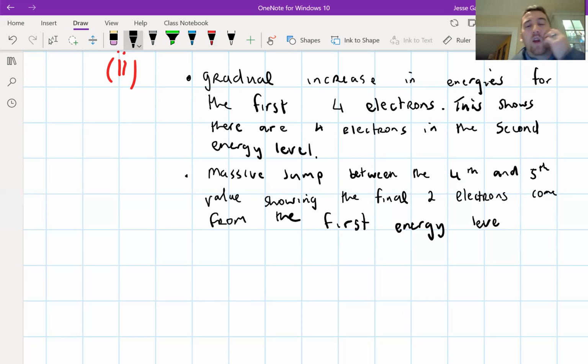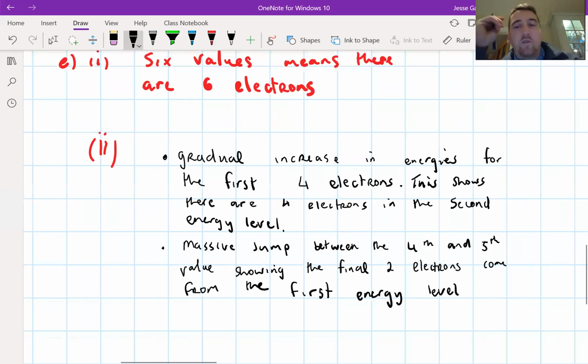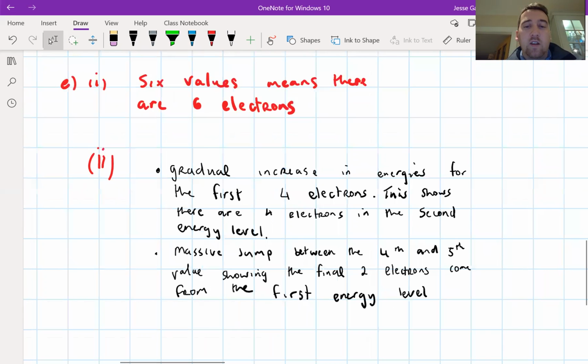I'm going to read my answer again, see does it make sense. There's a gradual increase in energies for the first 4 electrons. What does this show? This shows us that there are 4 electrons in the second energy level. Then there's a massive jump, which shows us that something new is happening here. What is the new thing? Well, these must be coming from an energy level where it's harder to take electrons from. So this must be closer to the nucleus. So there's a massive jump between the 4th and 5th value, showing the final 2 electrons come from the first energy level.